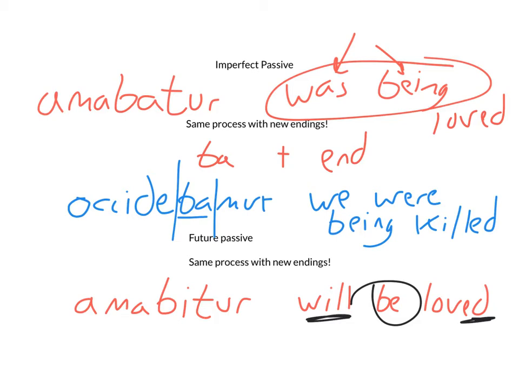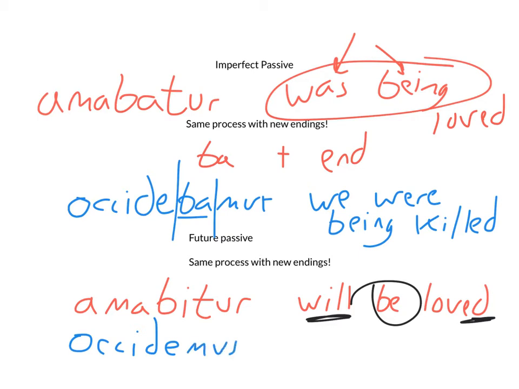All right, and so let's also use occidere again. All right, so it's third conjugation, and so we are going to use A's and E's. So instead of occidimus, we have occidemus.